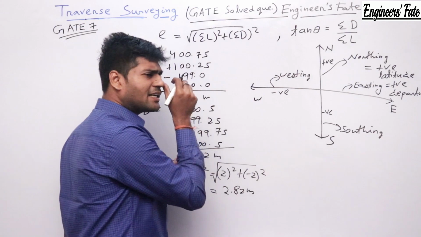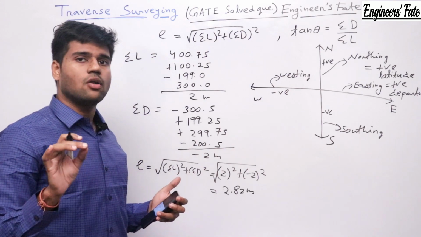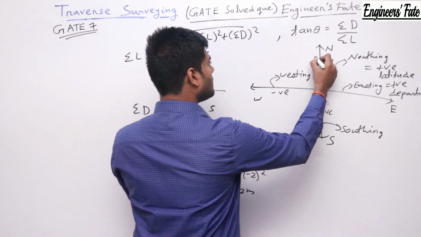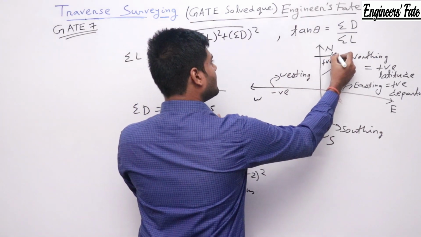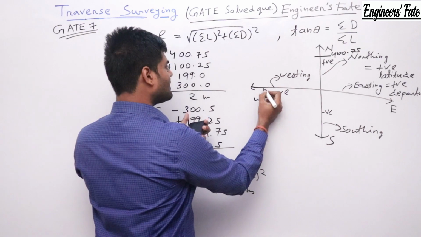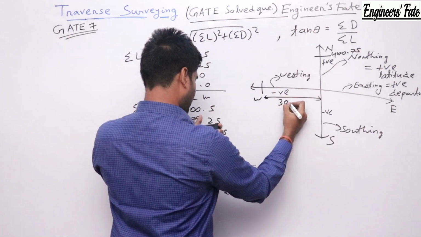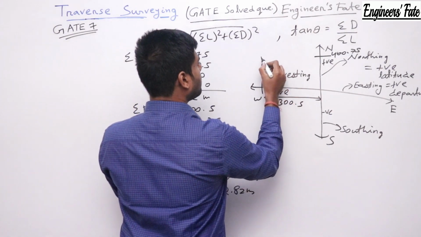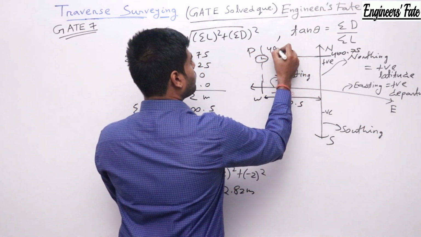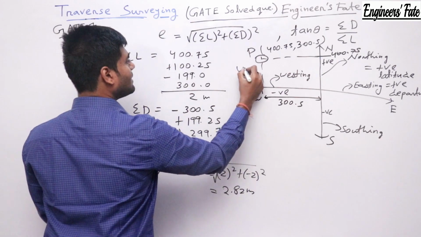First thing, I started my survey work at point P and I should end my survey work at point P. So first locate the quadrant in which point P lies. You know northing is positive, so this value for point P is 400.75, and westing is given, so point P lies in the fourth quadrant, where latitude is 400.75 and departure is 300.5.